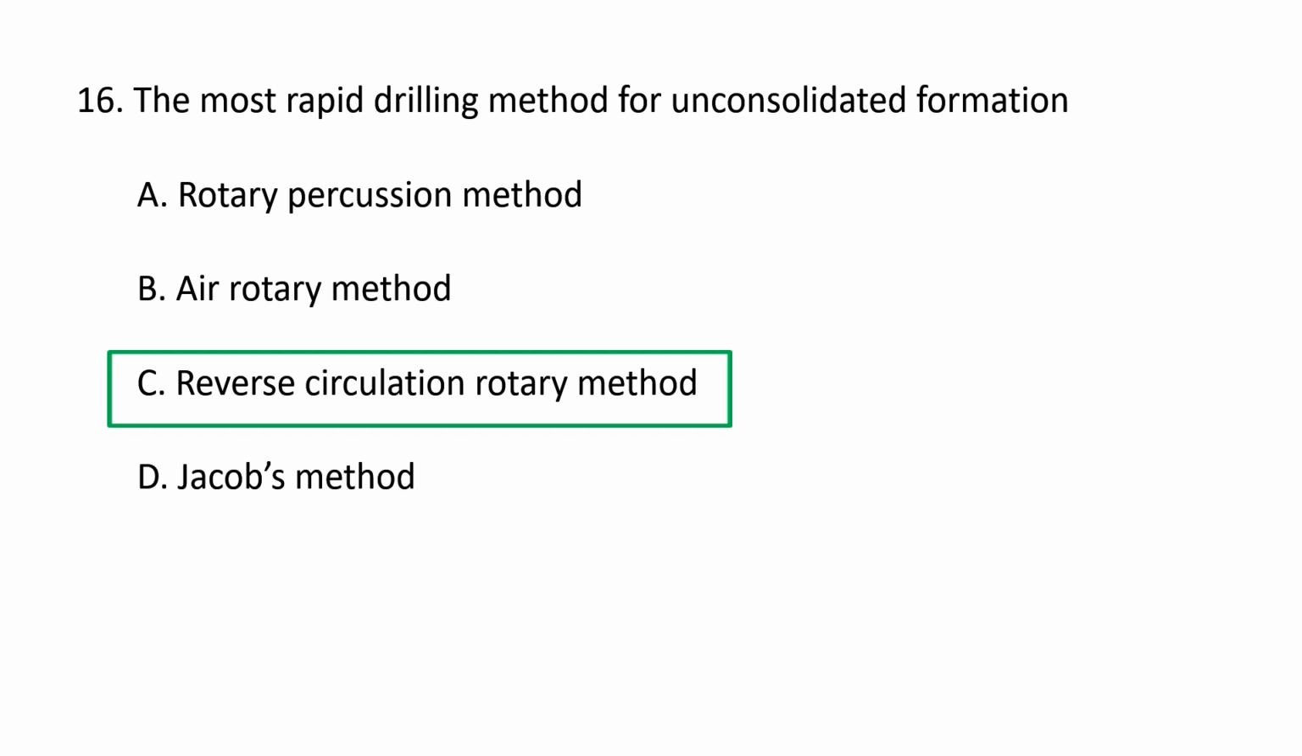This reverse circulation rotary method is considered the fastest drilling technique for unconsolidated geological formations. It uses a sharp rotating drill bit with downward pressure to cut through the subsurface, and the direction of the flow is reversed: the transport medium is pumped down between the outer casing and the inner drill rods, through the drill bit and up through the drill rods. So the most rapid drilling method for unconsolidated formation is the reverse circulation rotary method. C is the correct option.